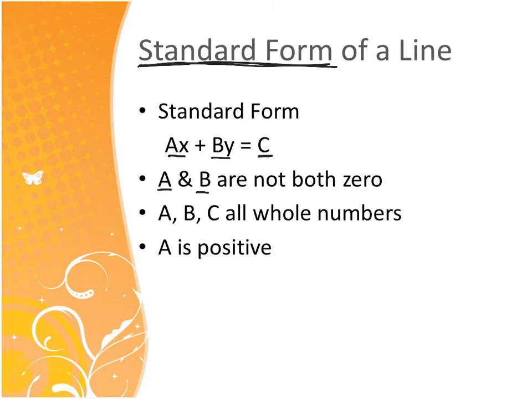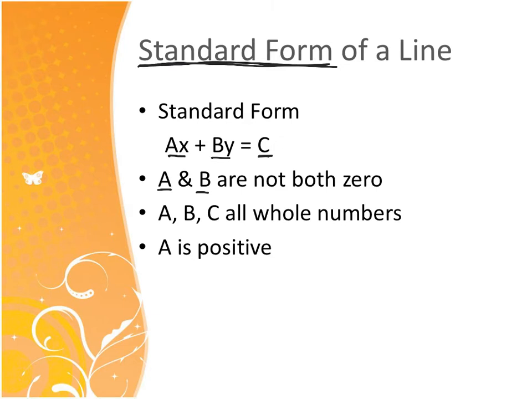A, B, and C, when we put things in standard form, all need to be whole numbers. So if they are fractions, we might need to multiply by something to turn them into whole numbers. And also, A, that number in the front, which we call the leading coefficient, the one that's right out front, needs to be a positive number.